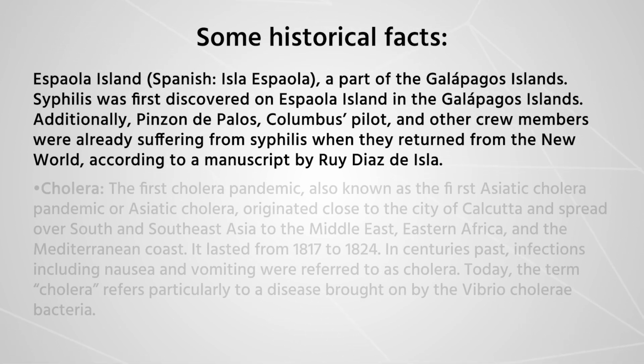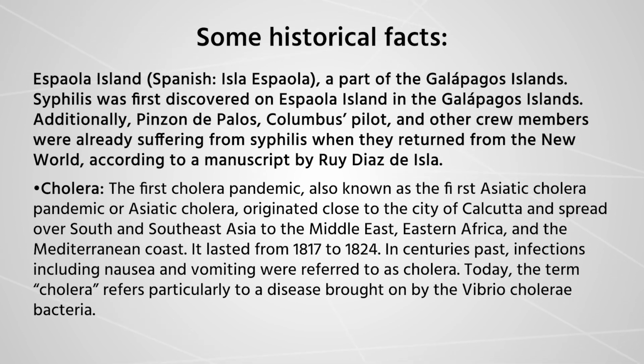Later, the first cholera pandemic, also known as the first Asiatic cholera pandemic or Asiatic cholera, originated close to the city of Calcutta and spread over South and Southeast Asia to the Middle East, Eastern Africa and Mediterranean coast. It lasted from 1817 to 1824. In centuries past, infections including nausea and vomiting were referred to as cholera. Today, the term cholera refers particularly to diseases brought by Vibrio cholerae bacteria.